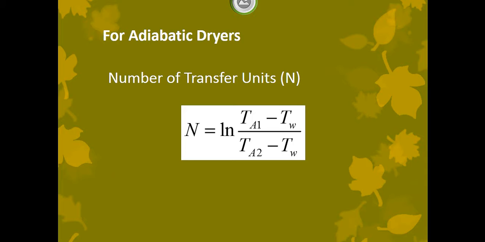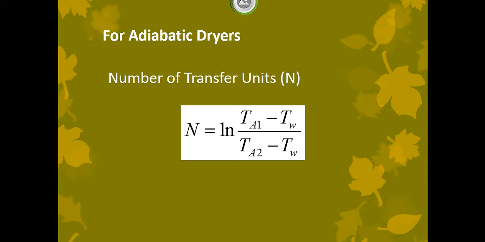Now for adiabatic dryers, the number of transfer units, and this is the usual case in the industry, is solved using this particular formula. The T sub W is the wet bulb temperature, and you have T A1 and T A2 as the air temperatures at the inlet and exit respectively of your dryer. So the inlet air temperature and the outlet air temperature.